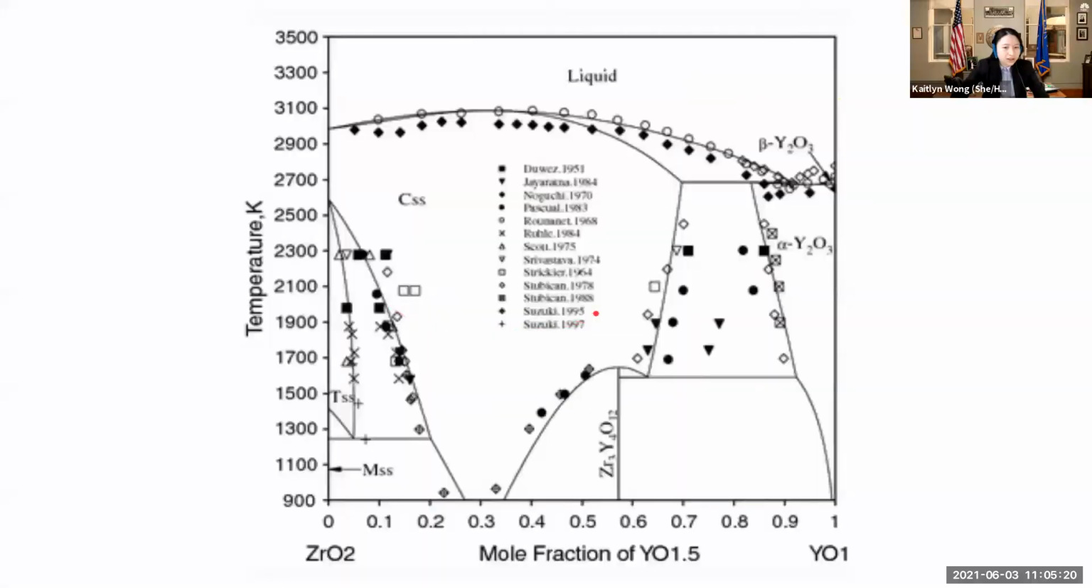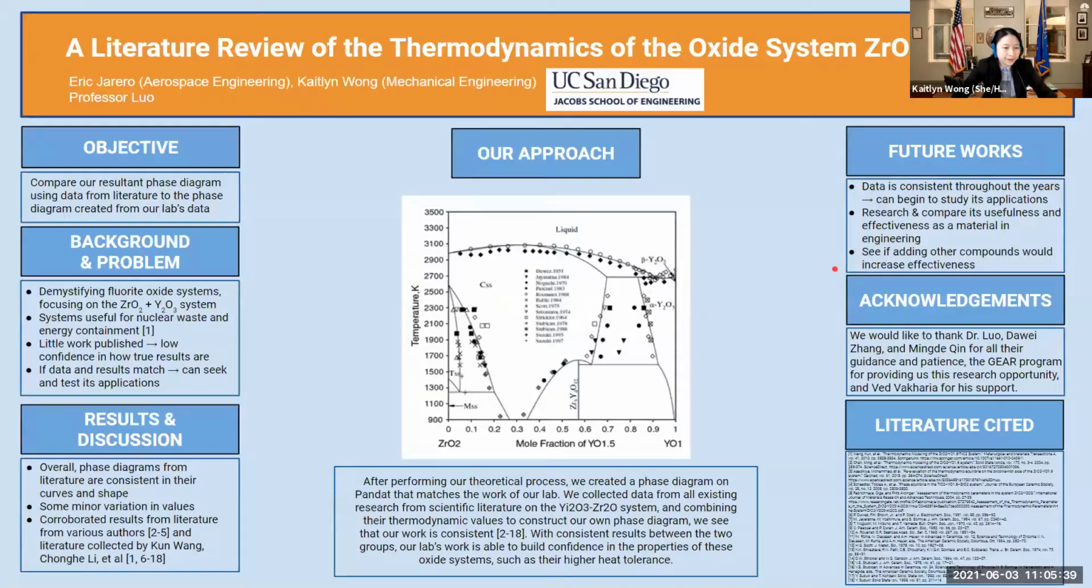Matching what we found in literature to our lab's work, these little markings show what other people in literature found. We have been able to see consistency, and from this phase diagram, we are able to increase confidence in the findings about the zirconium oxide and yttrium oxide system.